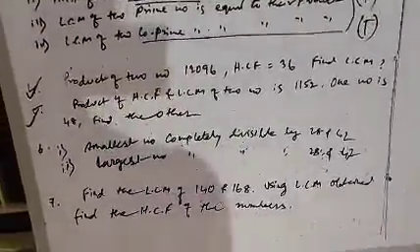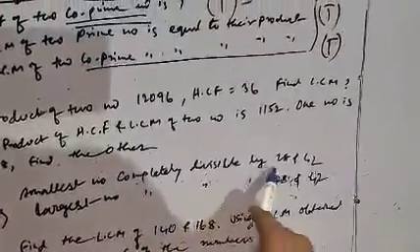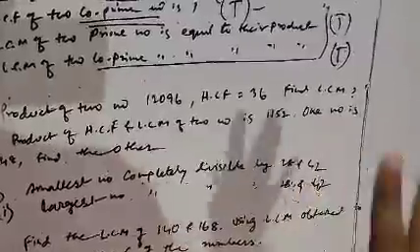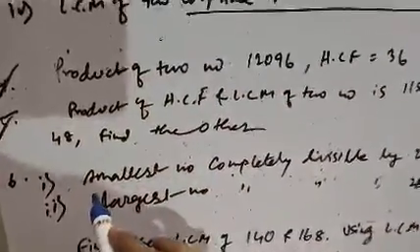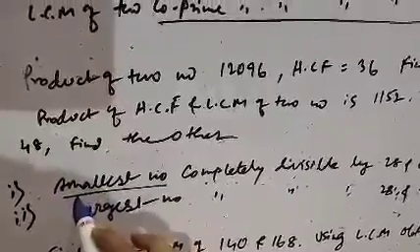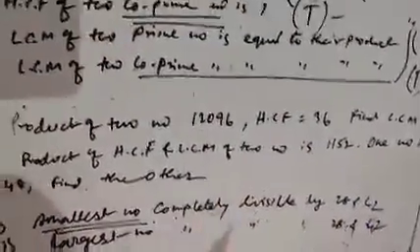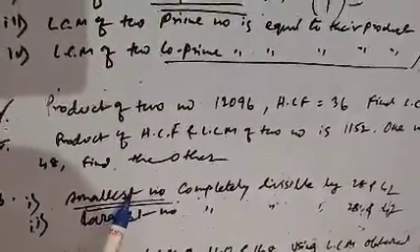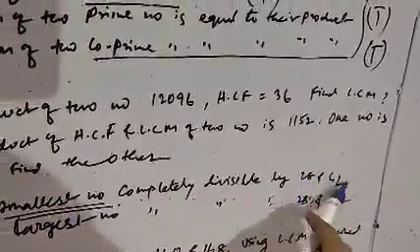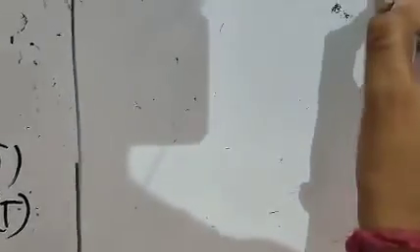Next, question number 6. Smallest number completely divisible by 28 and 42. We have to find the smallest number. As this is the smallest number, the LCM of these two numbers will be your answer. So LCM of 28 and 42 will be your answer. Clear? So in question number 6, we have to find the LCM of 28 and 42.